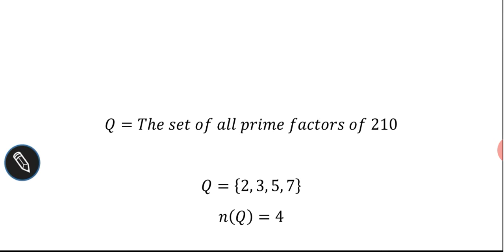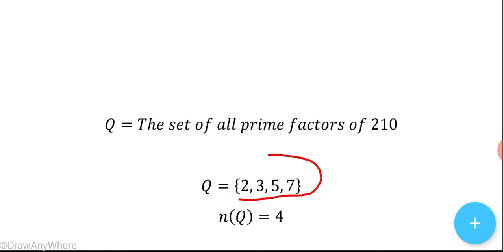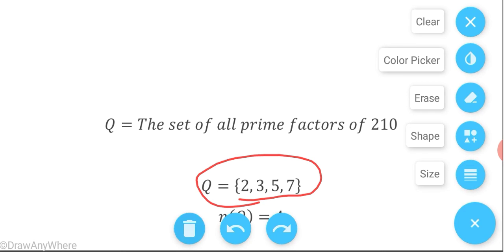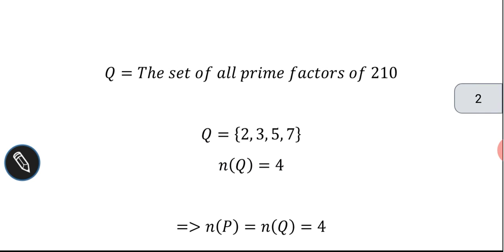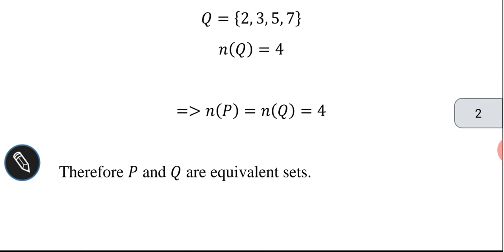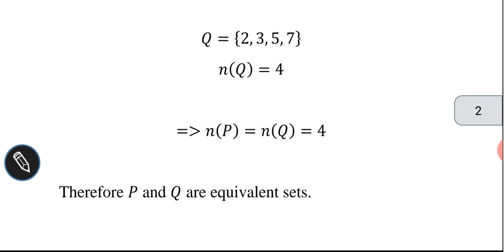Q contains 2, 3, 5, 7. So totally there are 4 elements in the set Q, so n(Q) equals 4. Now both P and Q contain 4 elements. Since the numbers of elements are equal, the given sets P and Q are equivalent sets.